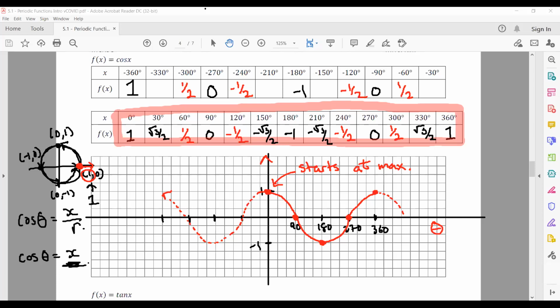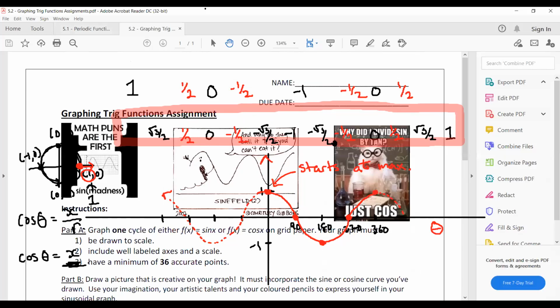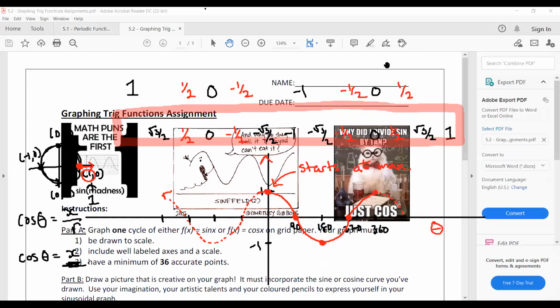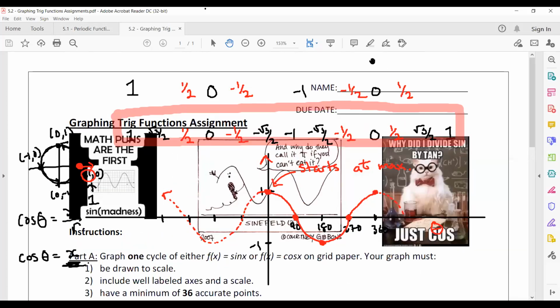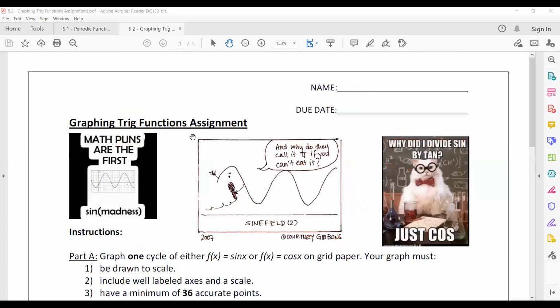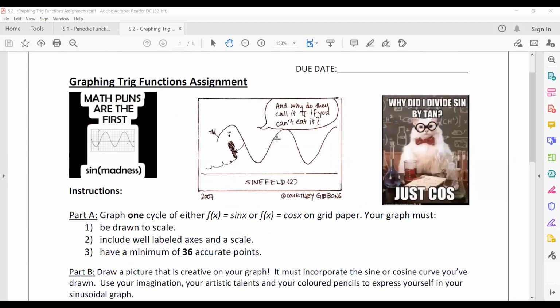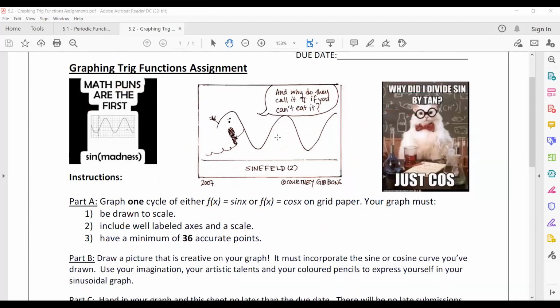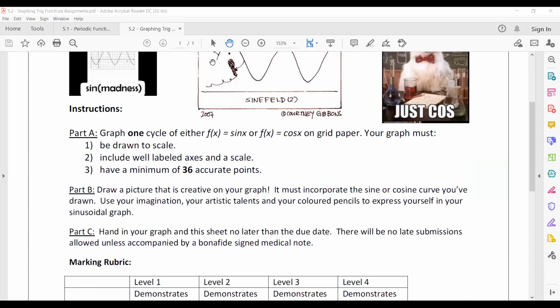No? Okay. This is going to be a good opportunity for me to introduce the assignment to you. This is our assignment. It's very simple. You know the graph that we just drew? I want you to draw a very, very detailed version of the graph. Here's what I'm looking for. Just give me one cycle of sine or cosine that we just drew. But I need you to have a minimum of 36 accuracy points. In other words, every 10 degrees I want a dot.